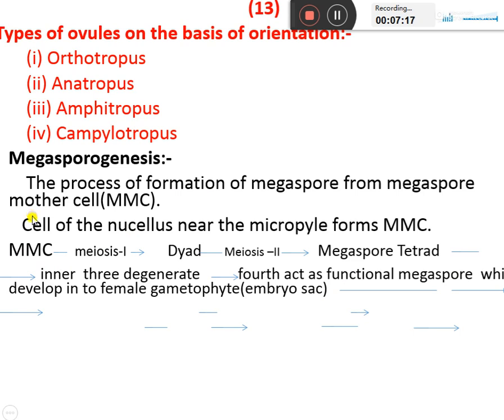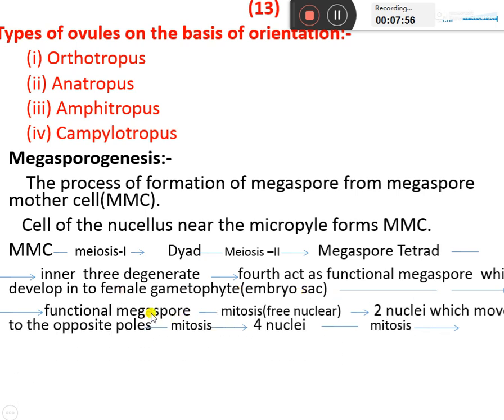So one cell of the micropylar end acts as the MMC. This MMC undergoes meiosis 1 and divides into two cells called the dyad. Then the second meiotic division takes place to form the megaspore tetrad. Out of these four cells, three degenerate and the fourth acts as a functional megaspore, which will again divide by mitosis to form the embryo sac.